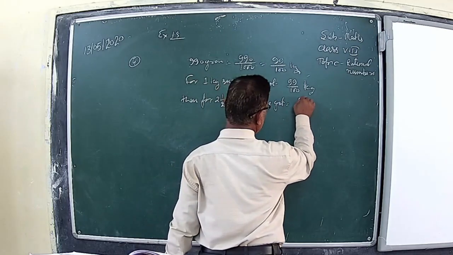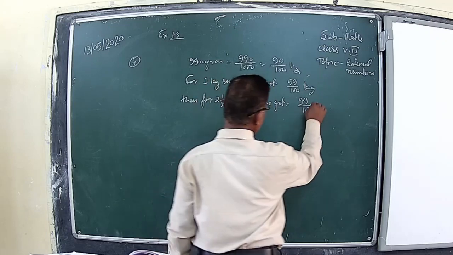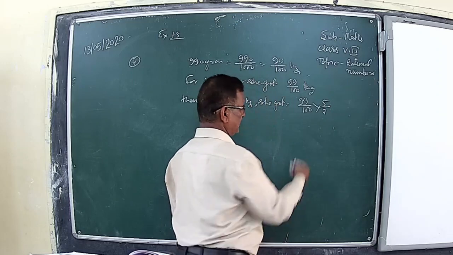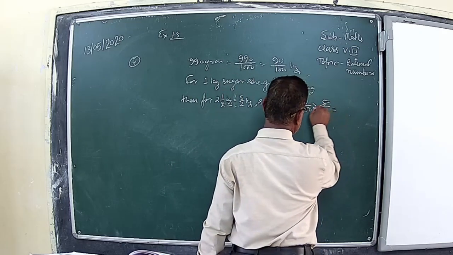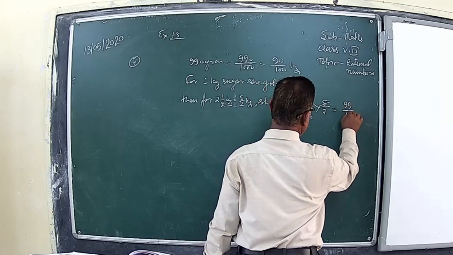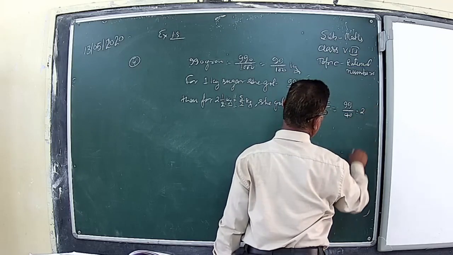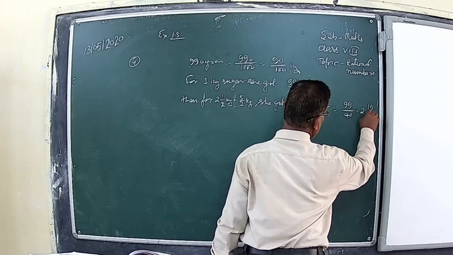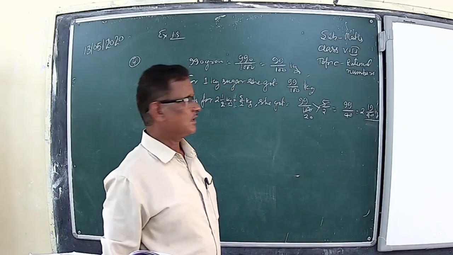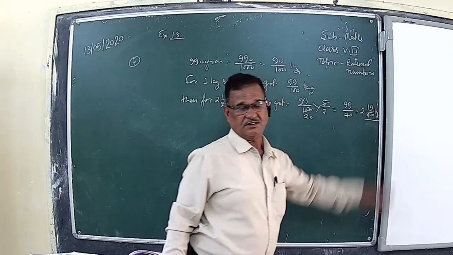That is the unity method: 99 by 100 into 5 by 2. Cutting by the same number, 20 times coming, 99 by 40 is equal to 2 whole 19/40 kg. Instead of 2 whole 1/2 kg, she got 2 whole 19/40 kg.